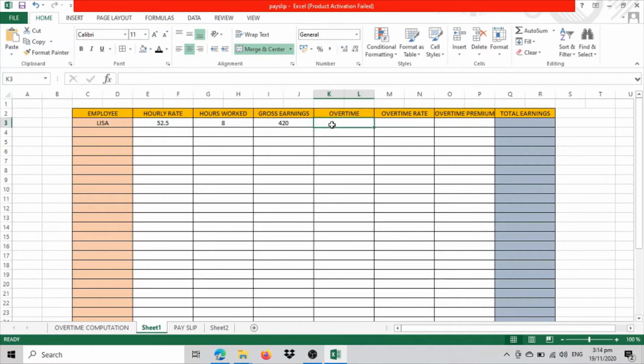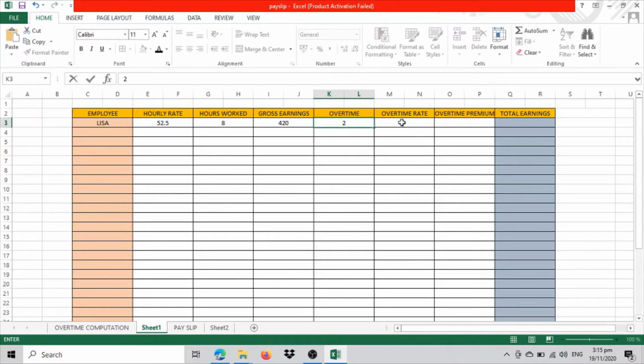in our problem, Lisa worked from 7 a.m. to 6 p.m. Mealtime included. If you're going to count that, that is 11 hours minus 1 hour, which is mealtime. So we have 10 hours less hours worked. We have 2 hours overtime.